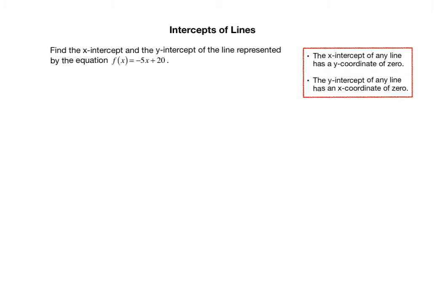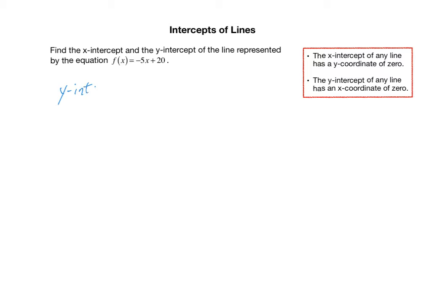Let's look at another example. Find the x and y-intercept of the line represented by the equation f of x equals -5x plus 20. So in this case, the input-output relation is written in function notation. However, we still need to be able to find the x and y-intercepts. Let's start first with the y-intercept.